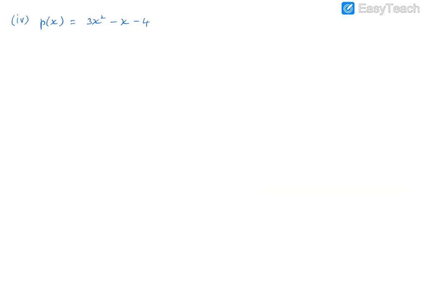So the final problem is we have 3x squared minus x minus 4. So again, now we are going to split the middle term. The middle term is minus 1, since it's minus x, it's minus 1. So we need to split this in such a way that the sum is minus 1 and the product is equal to 3 into minus 4. So 3 into minus 4 is going to be minus 12.